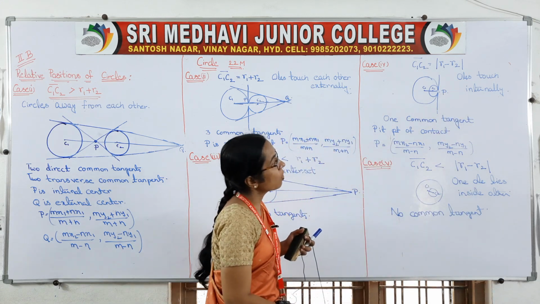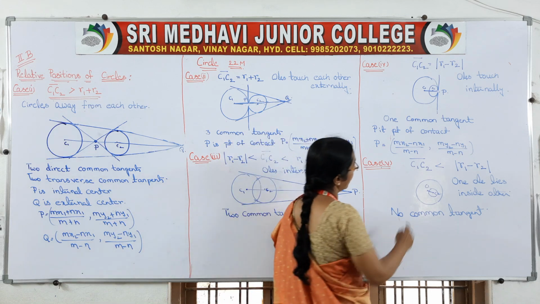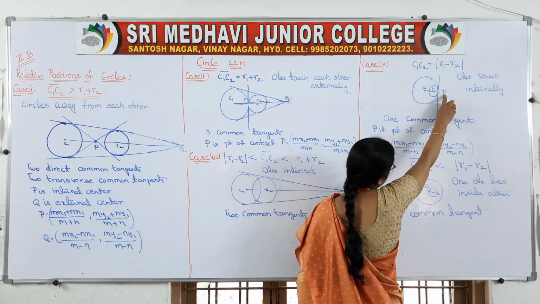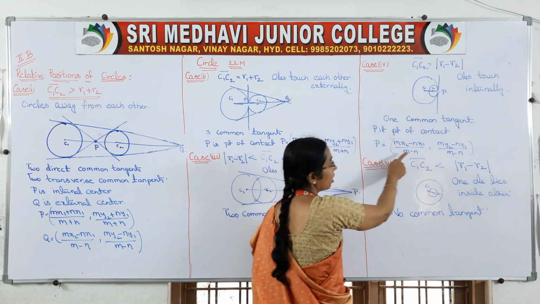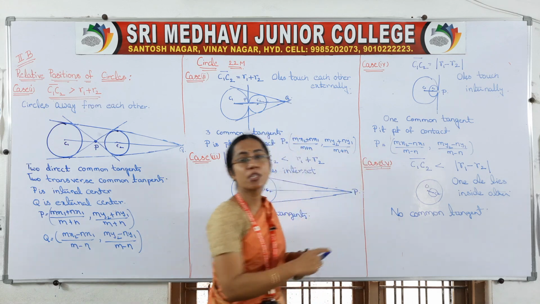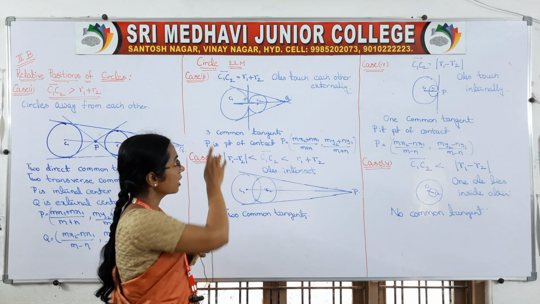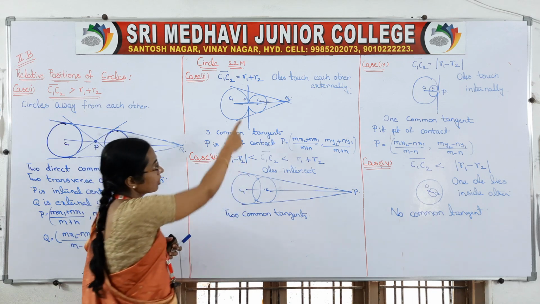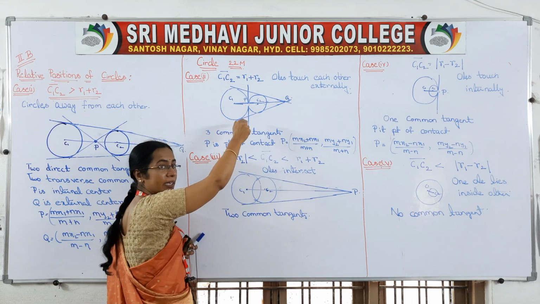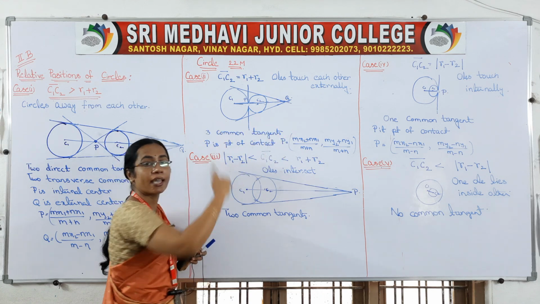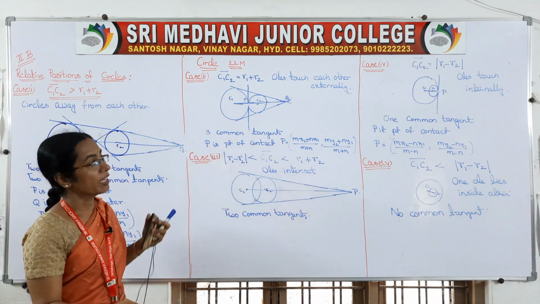If you observe that point of contact P, it lies outside of C1C2, so it is an external point. So if you want to find this point of contact, you have to use the external bisection formula. Be clear: if they touch externally, the point will be internal. If they touch internally, the point lies external, reversely.